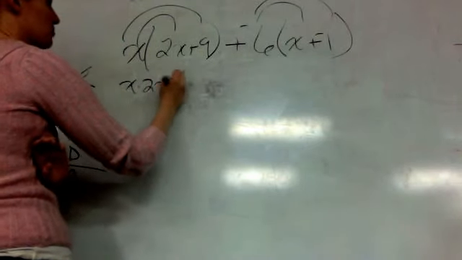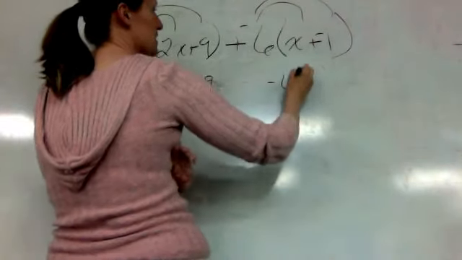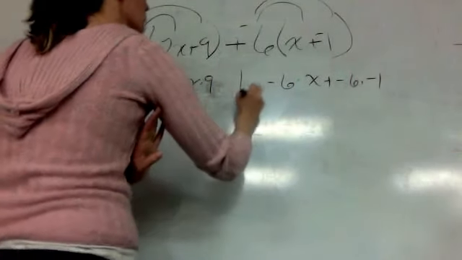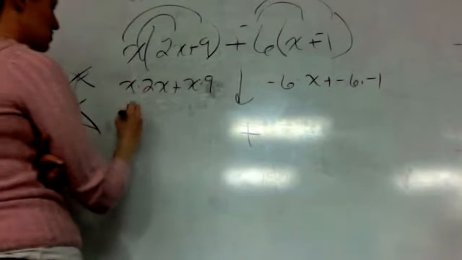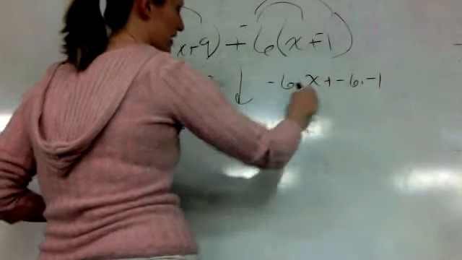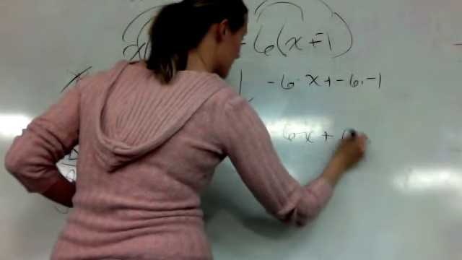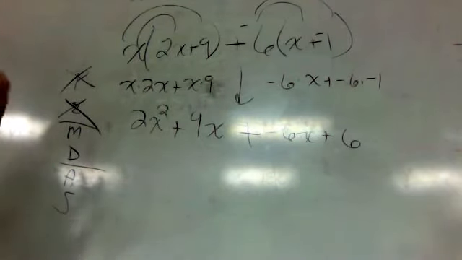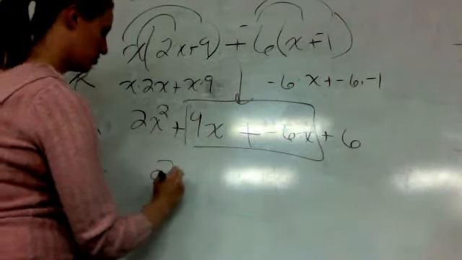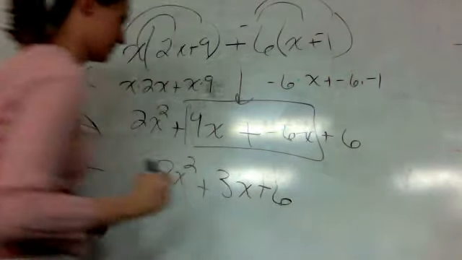So this is x times 2x plus x times 9 on this side. This is negative 6 times x plus negative 6 times negative 1 on that side. And then what I'll do is add my two answers. X times 2x is 2x squared. X times 9 is 9x. Negative 6 times x is negative 6x. Negative 6 times negative 1 is a positive 6. Now I look for any like terms to add if I have any, and the only ones I have are right here. So this is 2x squared plus 9x, and negative 6x is 3x plus 6, and that would be your final answer.